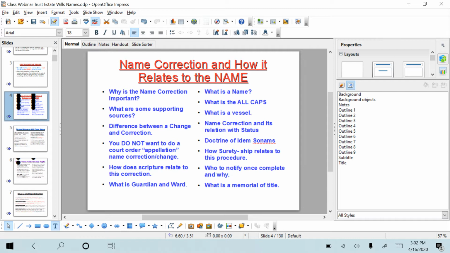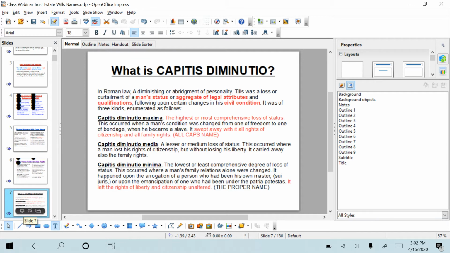All right, these are some things that you want to ask yourself when you're talking about a name correction or name change. Now that's important because we all know the name is in all caps. The name is an all capital fictitious entity. And it goes by the CAPITIS DIMINUTIO maxima. And you have the CAPITIS DIMINUTIO minima.